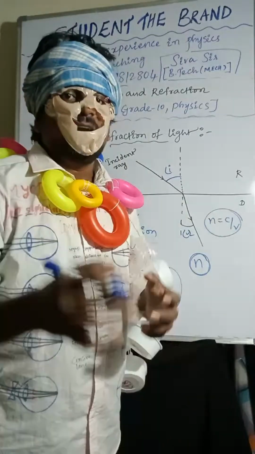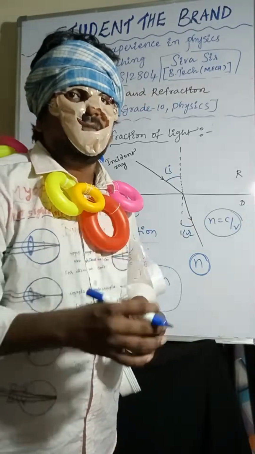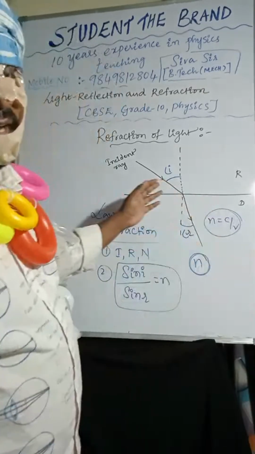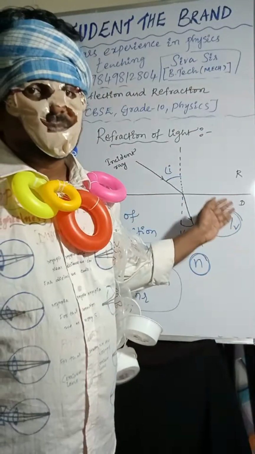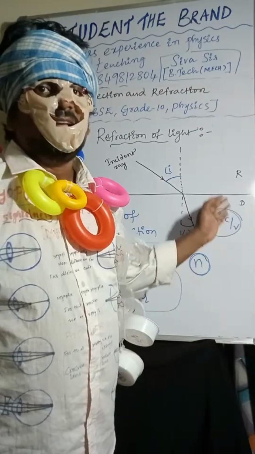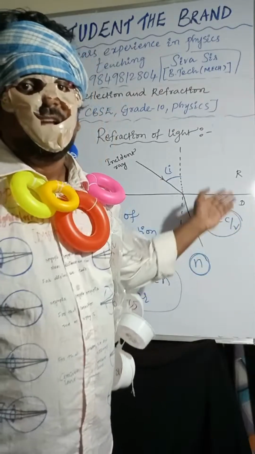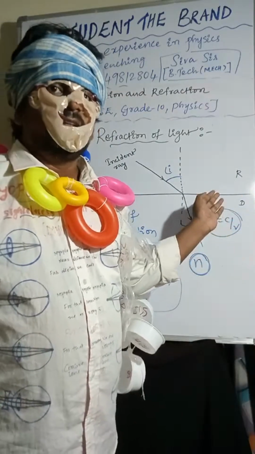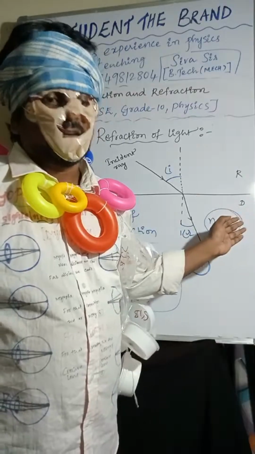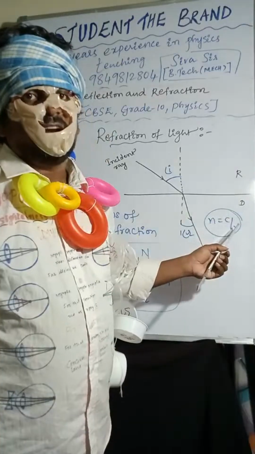The speed of light in vacuum divided by the speed of light in the medium is called the absolute refractive index. n equals c by v. n is nothing but the absolute refractive index.